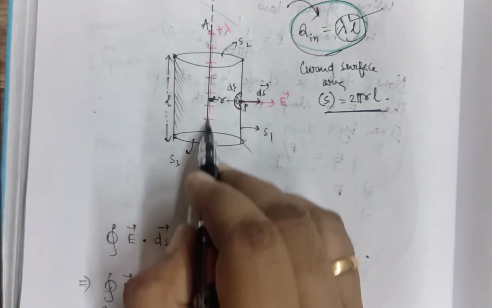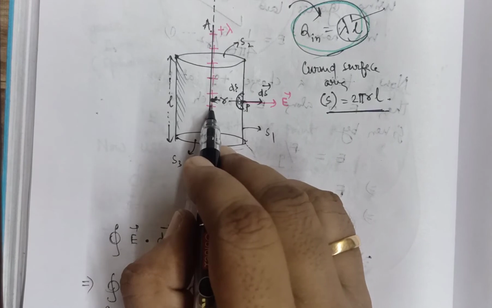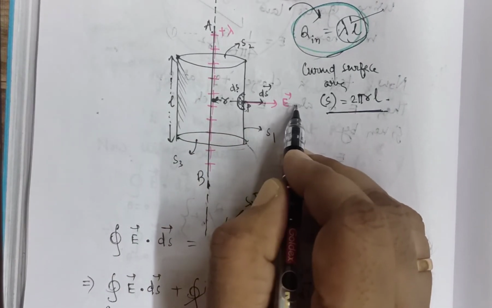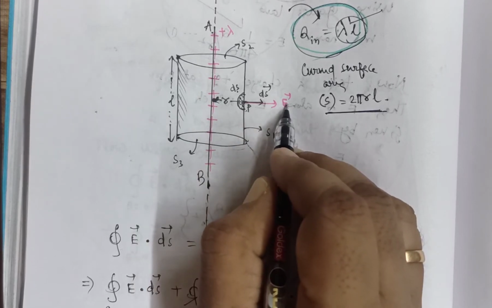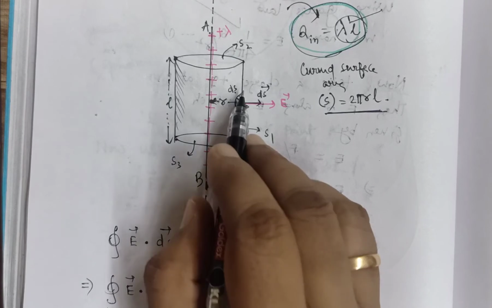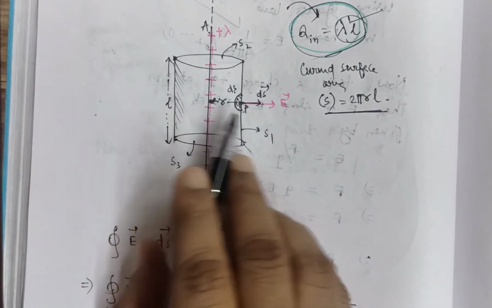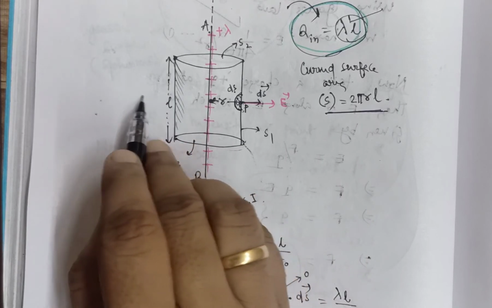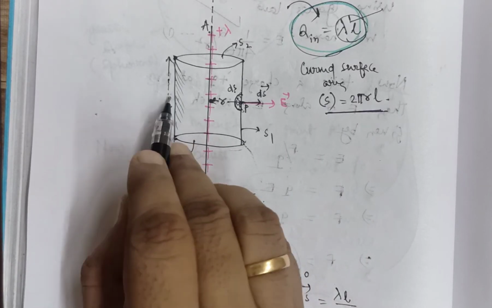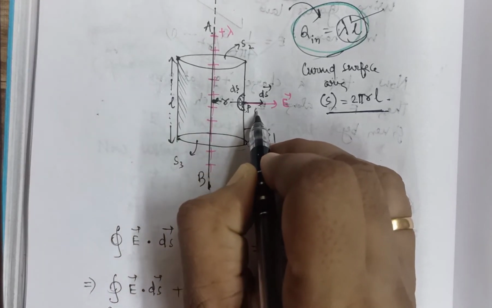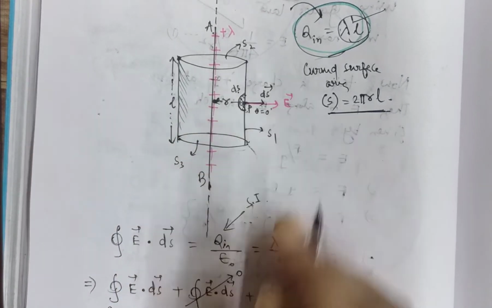As a positive charge is distributed here, by the definition of intensity, the direction of intensity is towards the right. That means here the angle between the E vector and the ds vector is 0 degrees. Whichever point you choose across this curved surface, here or here, the ds vector is outward and the E vector is outward. So here also theta is 0. So you can write theta is equal to 0.